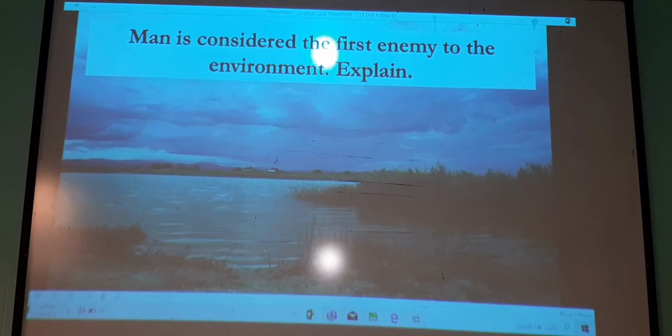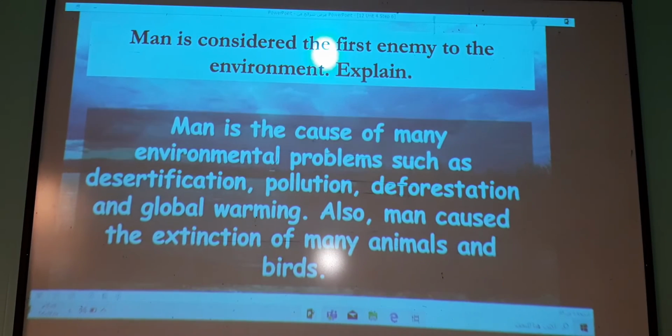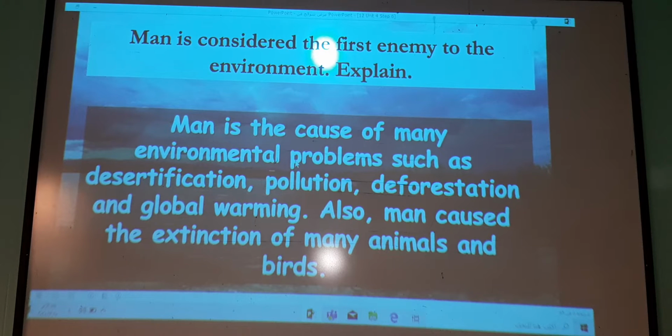The first question is: man is considered the first enemy to the environment, and he asks us to explain this statement. Man is considered the first enemy to the environment. Why? Because he is the cause of many environmental problems such as desertification, pollution, deforestation, and global warming. Also, man caused the extinction of many animals and birds.